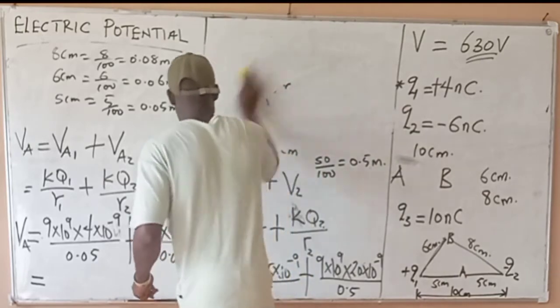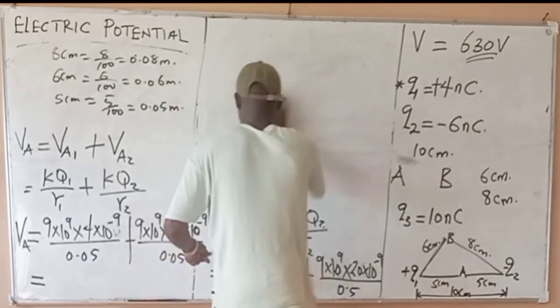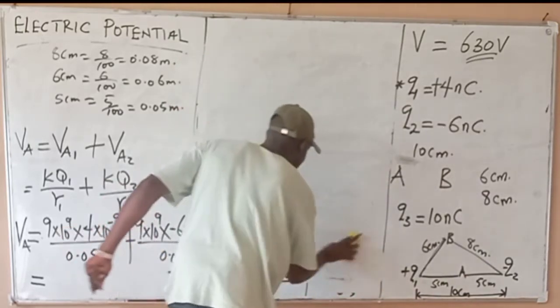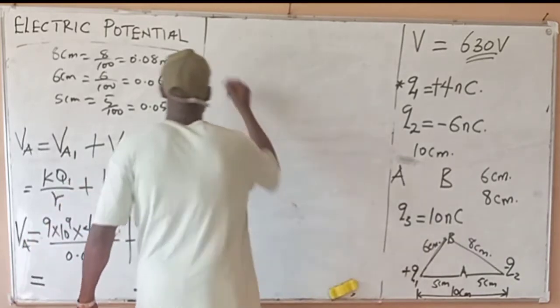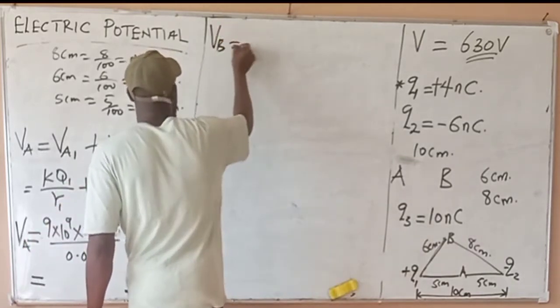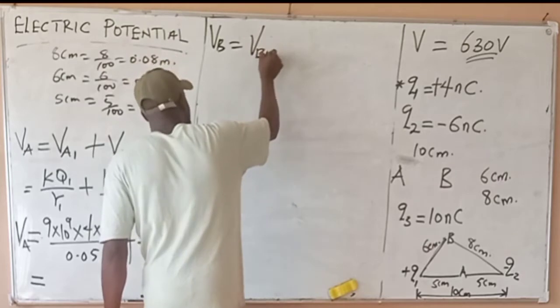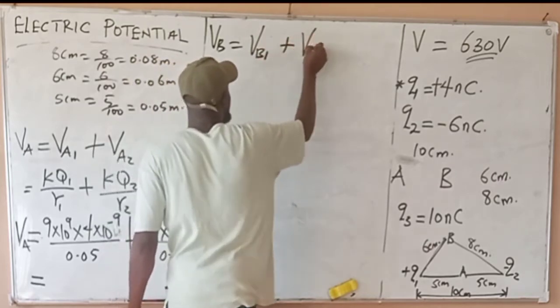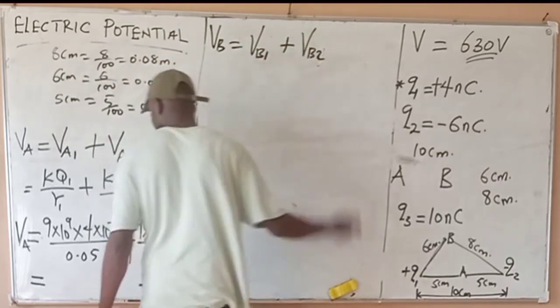Then, what about the potential at B now? The same thing. The potential at point B will be the potential at B coming from Q1 plus the potential at B coming from Q2.